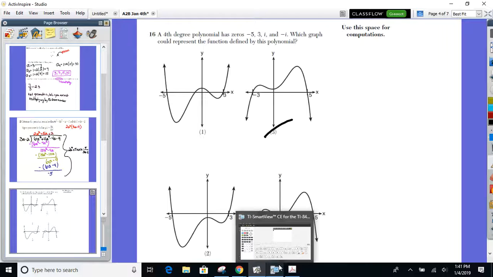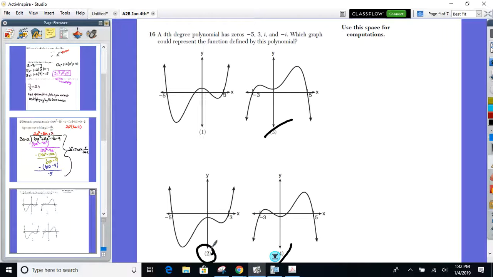Okay. Other than -5 and 3, what are the other two roots? Imaginary. Imaginary roots don't cross the x-axis. Only real roots do. Okay? Only real roots cross the x-axis. So yes, you're correct. 2. Only real roots cross the x-axis. Imaginary roots do not.